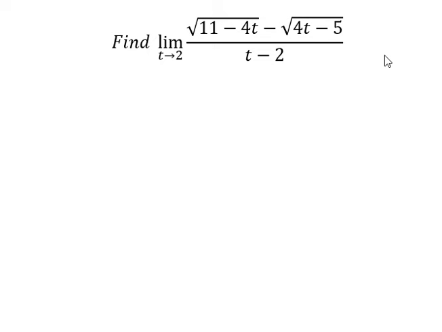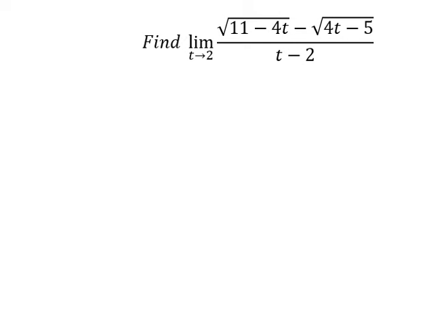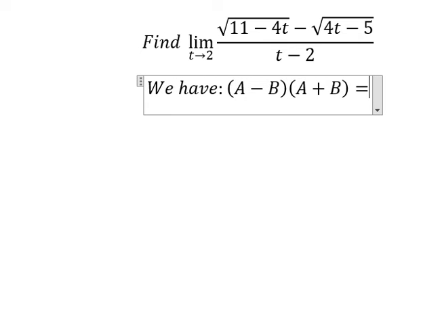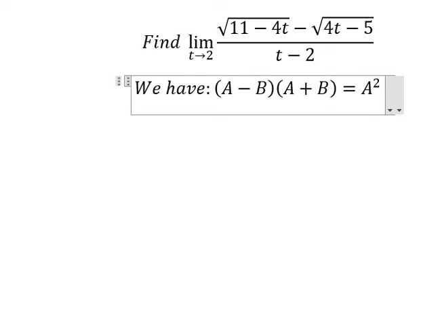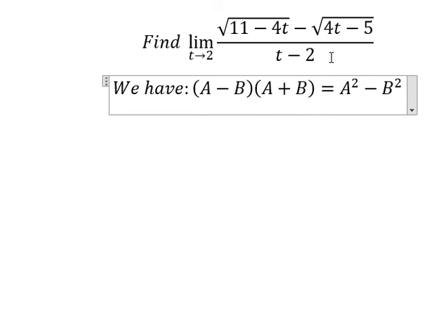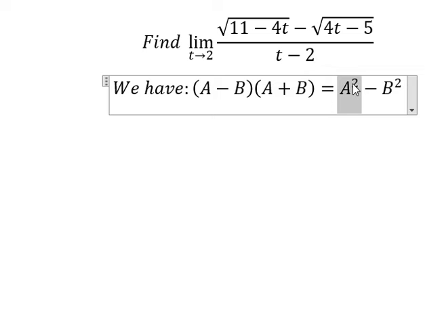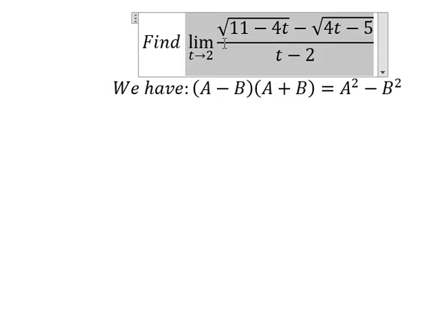So now I want to show you how to answer. We have the formula in here. That is a minus b multiplied by a plus b equals a square minus b square. So we need to cancel the square root. So we need to use the power 2 in here and here.